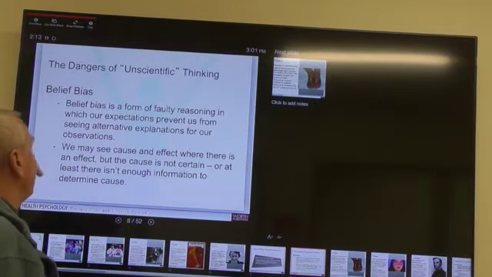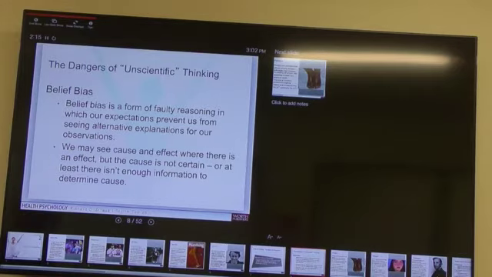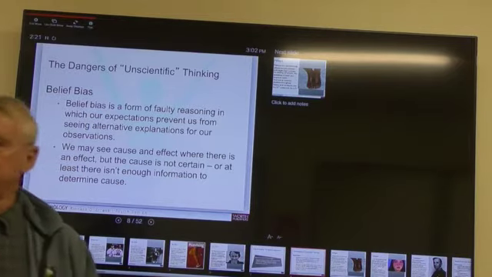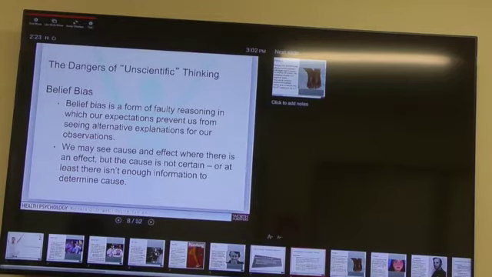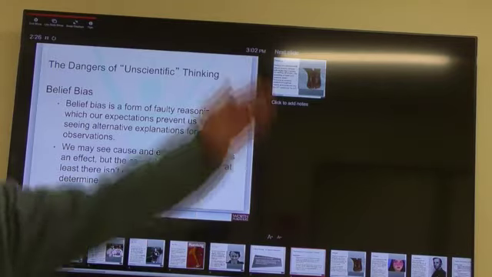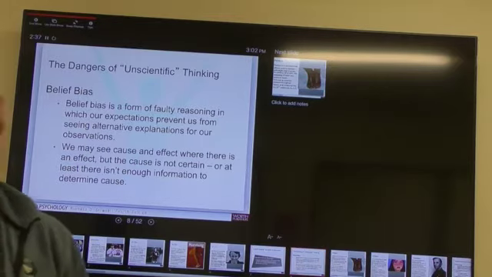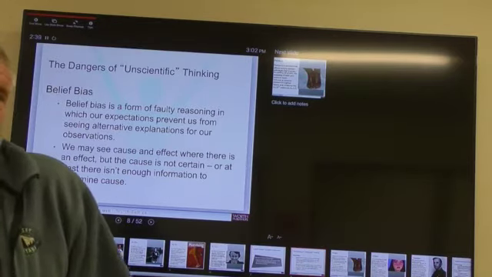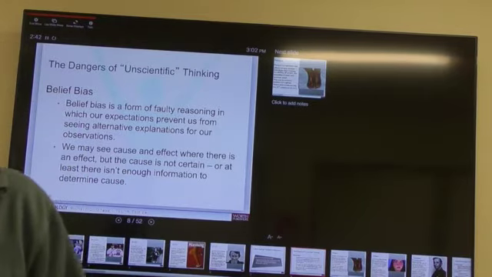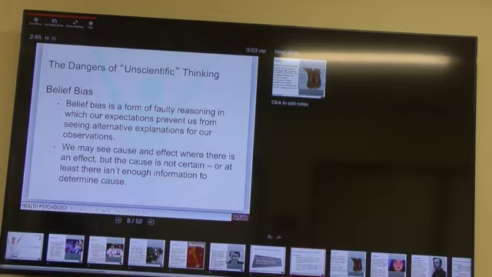Belief bias is a form of faulty reasoning in which our expectations prevent us from seeing alternative explanations for our observations. One of the problems with being a scientist is that scientists are really, really smart people. The assumption is that since they're so smart, they know everything, and whatever they think is correct. Well, sometimes they're going to be correct, but sometimes they're going to be wrong. And just because they think it was the way it should be, that doesn't mean that that's the way it is. This is known as belief bias, and even scientists have these problems.